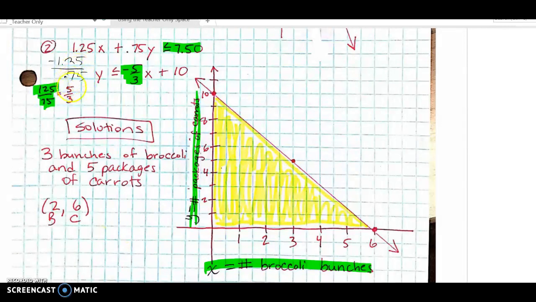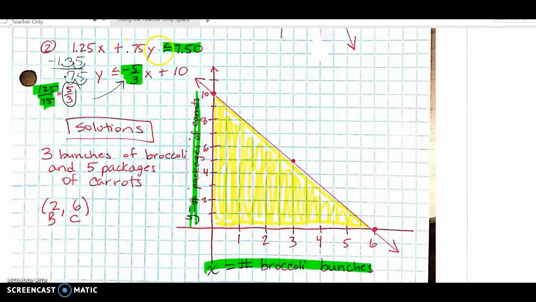You could just put that into the calculator, but you're going to get a repeating decimal and you're going to find that difficult to graph. So what I did was I multiplied the top and the bottom by 100, which basically moved the decimal twice, making it 125 over 75, and then I could divide the top and the bottom by 25, giving me 5 over 3. So that's how I came up with my fraction, negative 5/3.